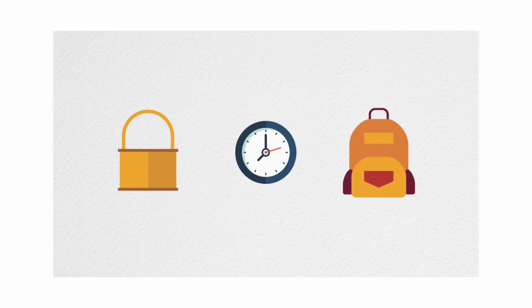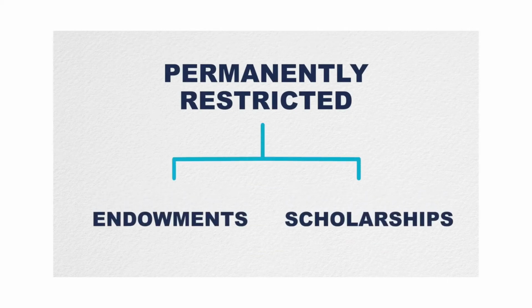Some funds with donor restrictions may be set aside for a purpose, or with a time restriction that will never expire. We used to call these permanently restricted. Endowments and scholarship funds are common examples of funds with this type of restriction. They are required to be restricted in perpetuity, which is the new terminology for these permanent restrictions. Perpetuity essentially means with no end date.